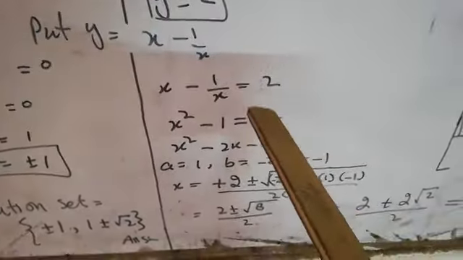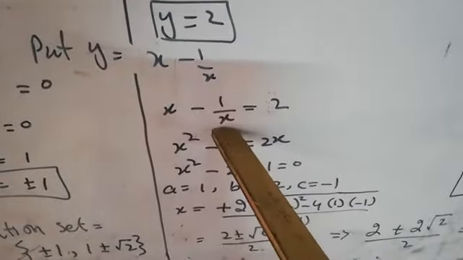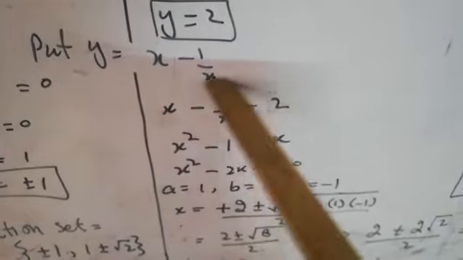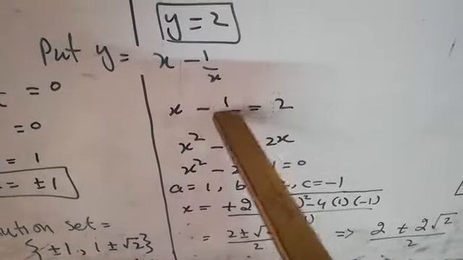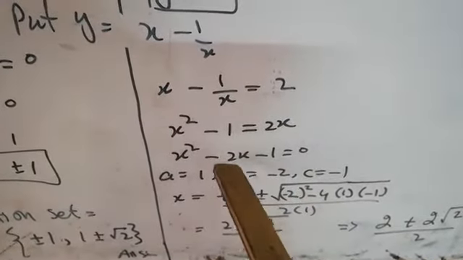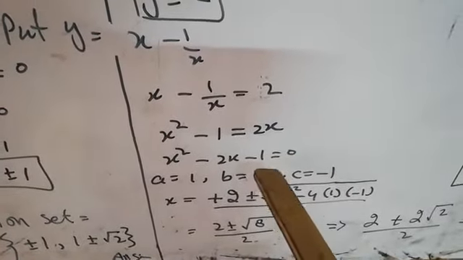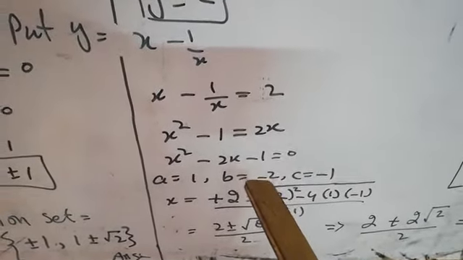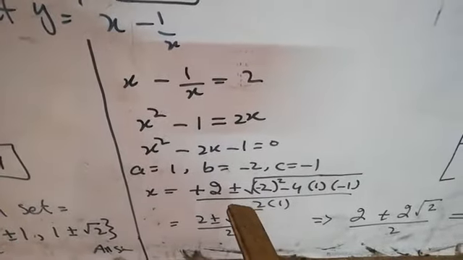But in this situation, some other method will be used. When we multiply the equation by x, then we will get x square minus 1 is equal to 2x. Write this in the quadratic form, x square minus 2x minus 1 is equal to 0. This cannot be factorized or solved by any other formula. So we will solve this with the help of the quadratic formula.